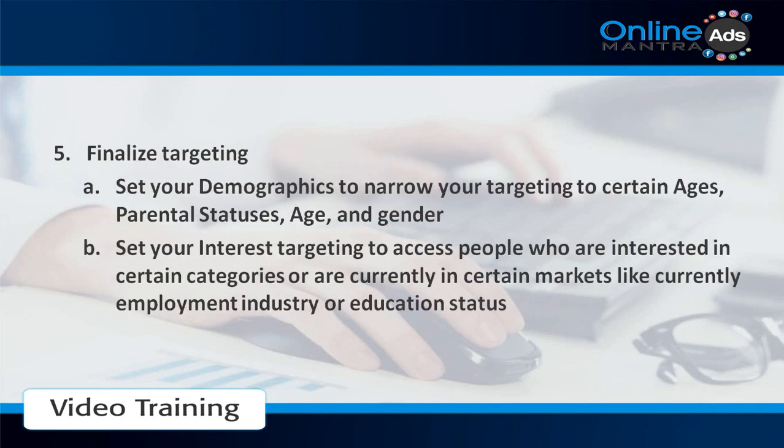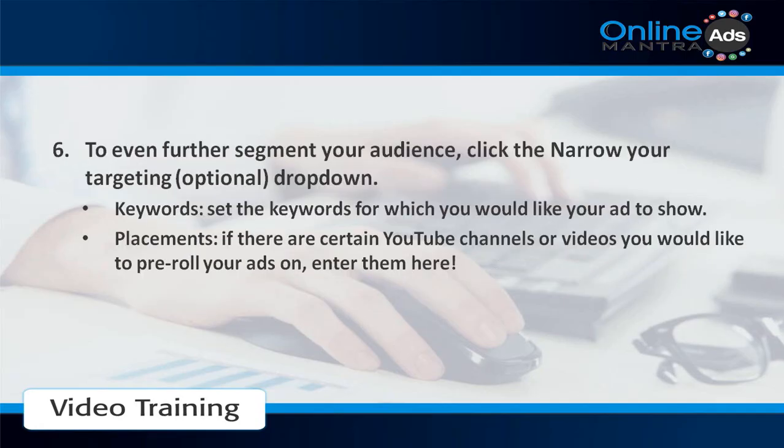Finalize targeting. A. Set your demographics to narrow your targeting to certain ages, parental statuses, and gender. B. Set your interest targeting to access people who are interested in certain categories or are currently in certain markets, like current employment industry or education status. To even further segment your audience, click the Narrow Your Targeting optional drop-down.